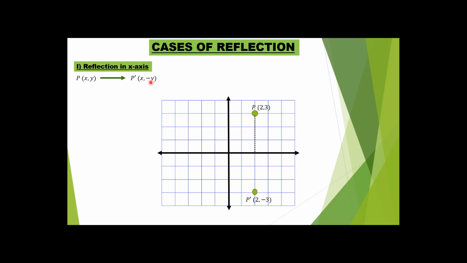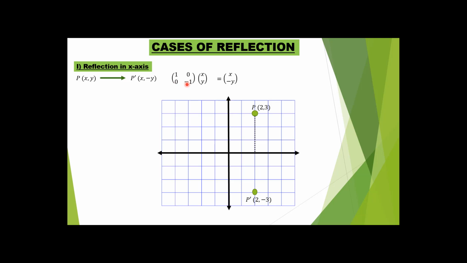Now if we consider the matrix for this reflection in x-axis, we will take the matrix 1, 0, 0, minus 1. Because if we multiply it with any coordinate x and y, what we are going to get? x and minus y. So students, you have to memorize that the matrix that is related with the reflection in x-axis is 1, 0, 0, minus 1.